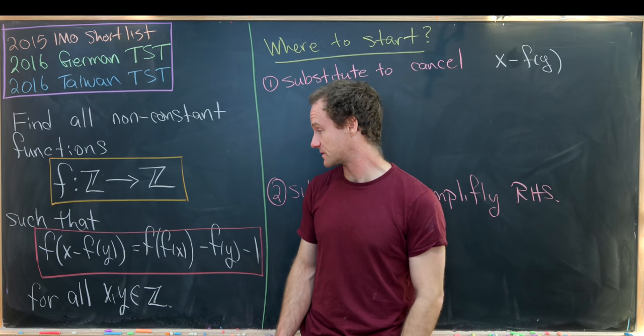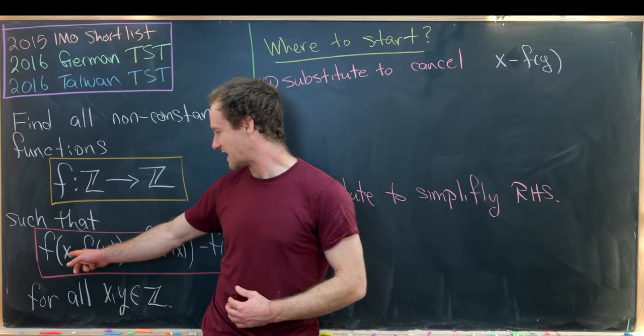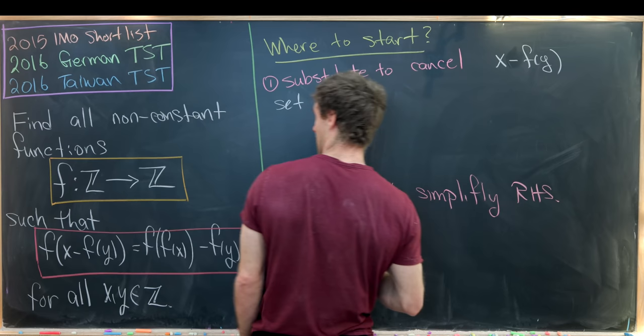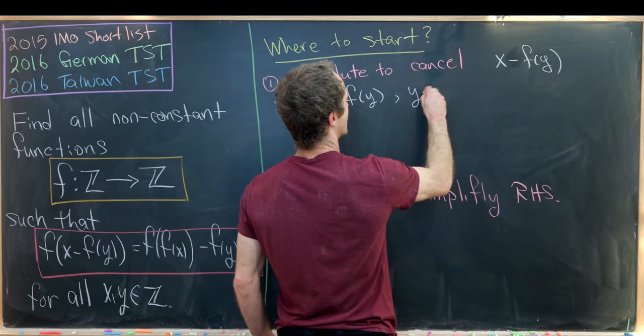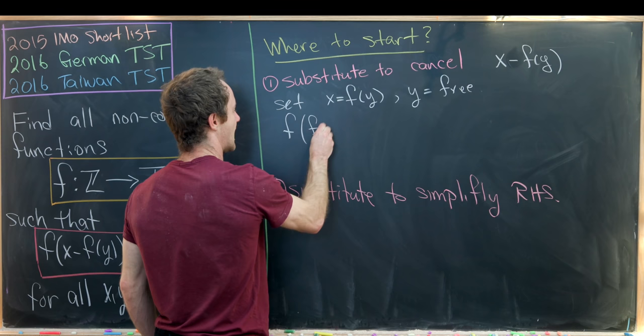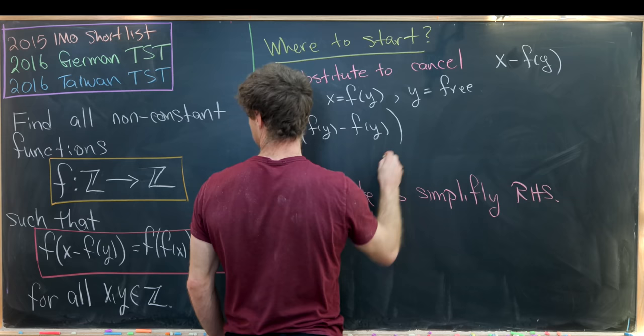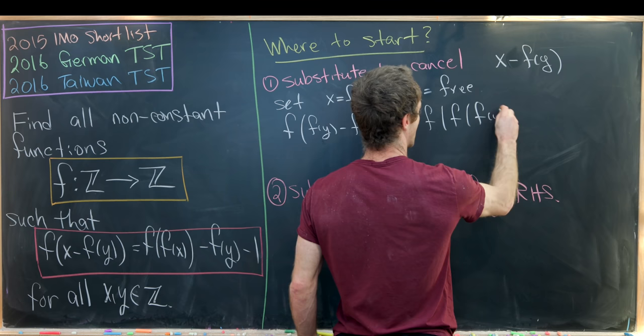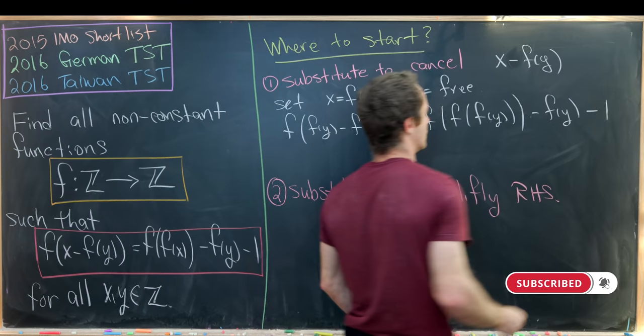Well, maybe the best way is to set x equal to f of y, and then let y be free to be anything. So x equals f of y, and y is free. Let's see if this helps us. The left-hand side of our functional equation will now be f of y minus f of y, so that definitely simplifies. And then the right-hand side will be f of f of y minus f of y minus 1.